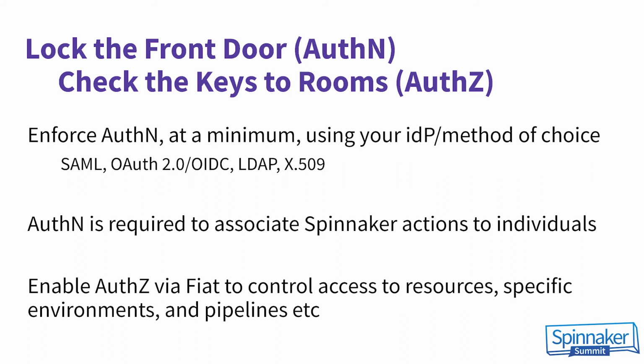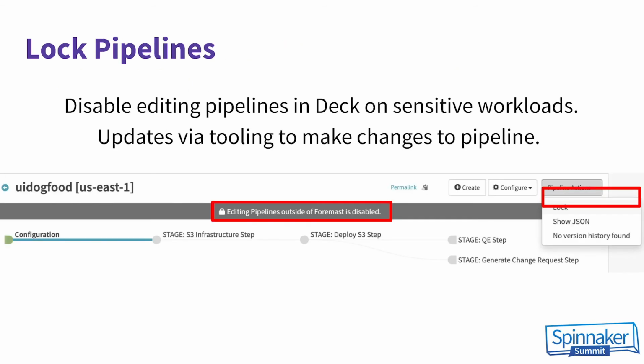At the minimum, everyone in the crowd should look to enforce some level of SAML, OAuth, LDAP, X509, something. Spinnaker is a really powerful tool. It can do a lot of damage, so make sure at the very least you have to authenticate into your system. But more importantly, look at something like Fiat within Spinnaker to control access to specific resources to make sure you limit the blast radius as well. You could do things like locking your pipelines such that a pipeline can only be updated via your prescribed process. But again, guardrails, not gates.